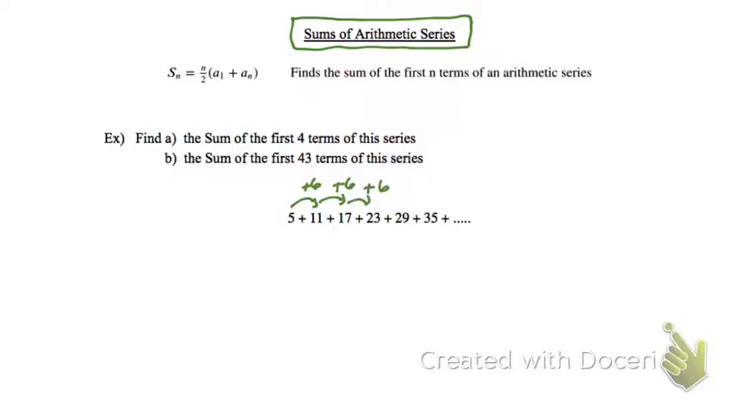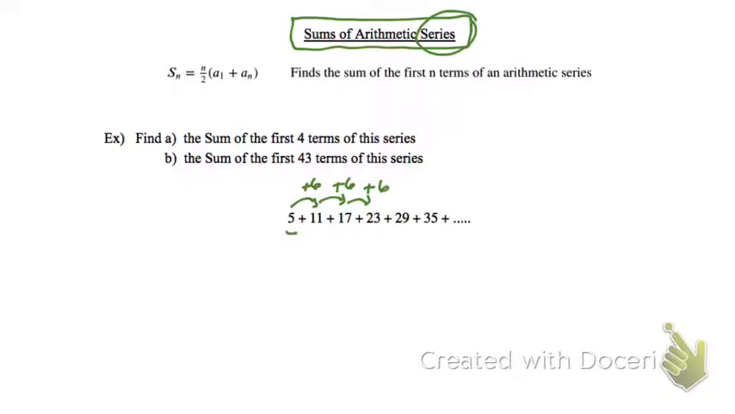Remember, whenever you add or subtract, it's arithmetic. And if you add them up, it's called a series. So this is called sums of arithmetic series. There's a quick way to do this that will save you a lot of time, and that's what I'm going to show you. So let's take this series where we're starting at 5 and we're adding 6.